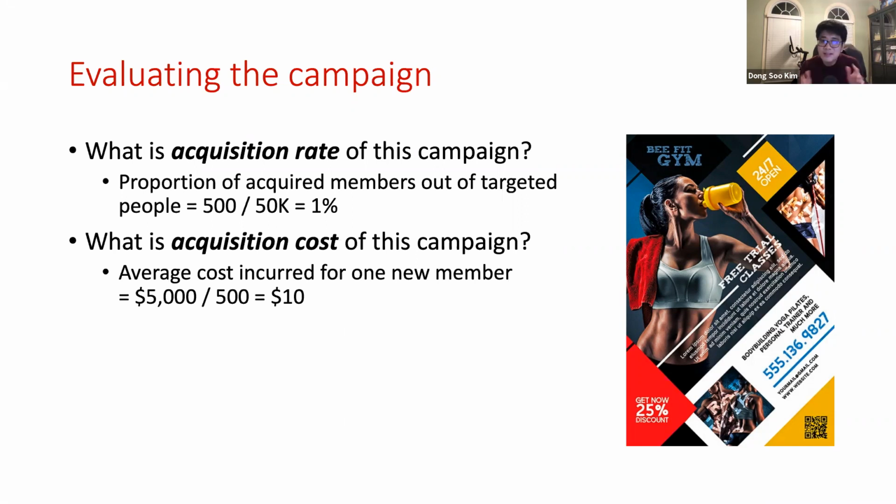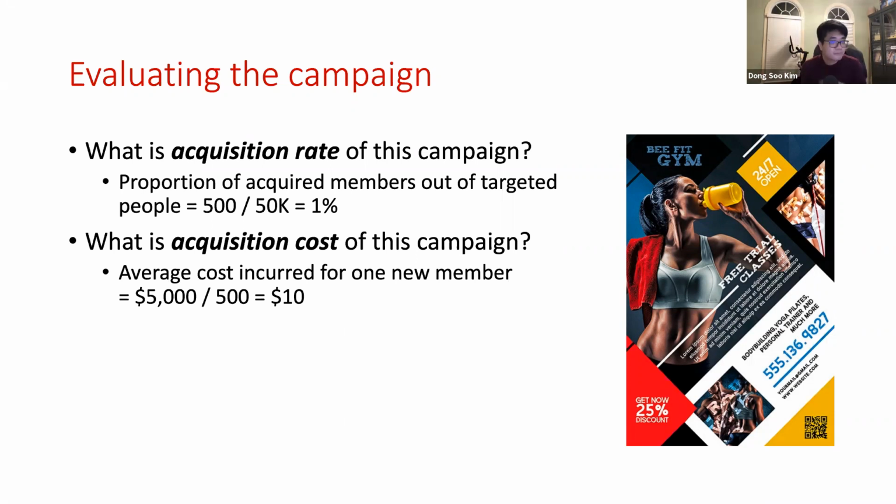It seems not that high, but when we consider the cost part, this campaign was successful. We usually compute acquisition cost to evaluate the cost part. It is given by the total cost of the campaign divided by the number of acquired members. In this case, the acquisition cost is $5K divided by 500 people, which equals $10 per new member. Definitely, the membership fee is greater than $10, right? So we can say that this campaign was successful. That is, it made additional profit.